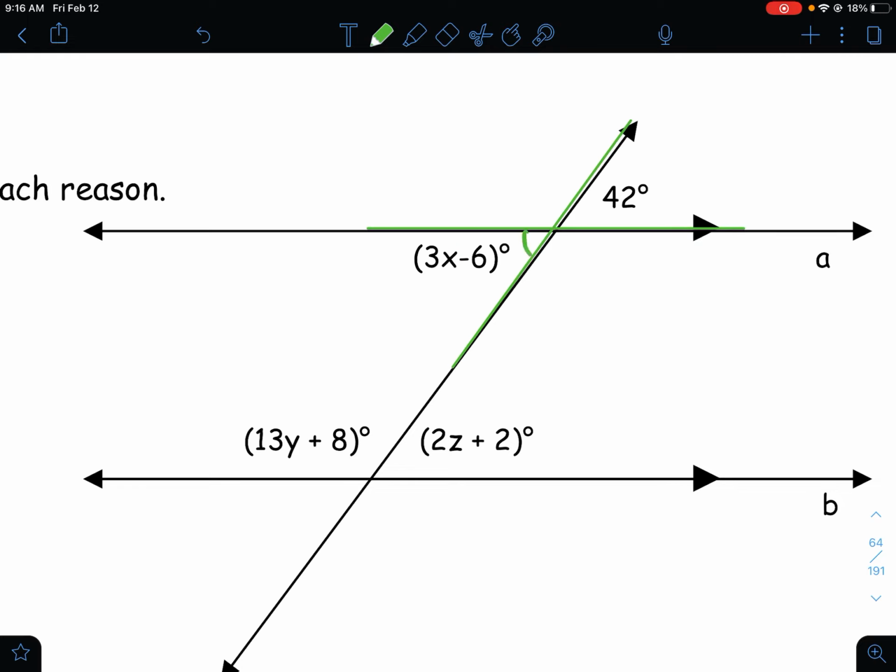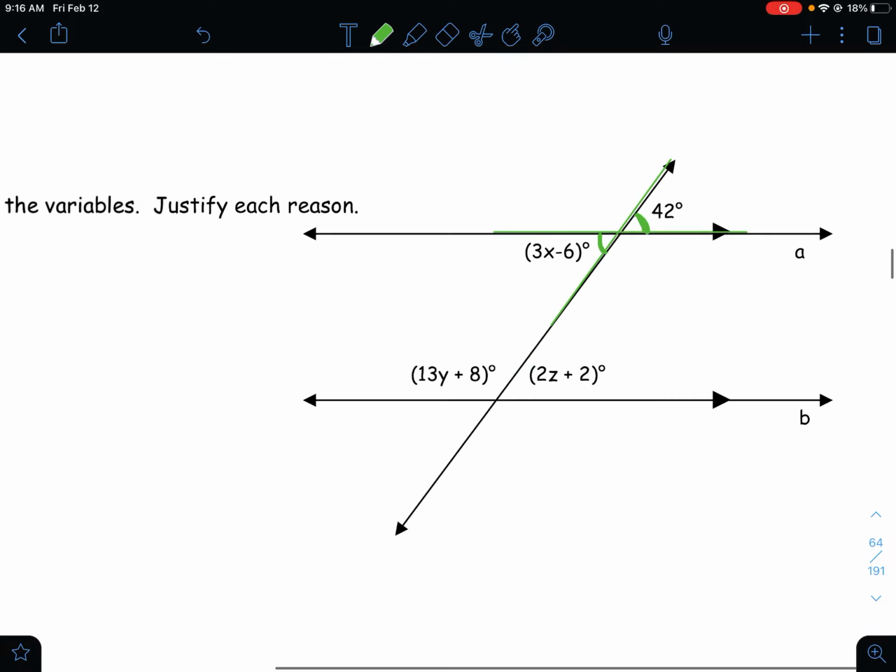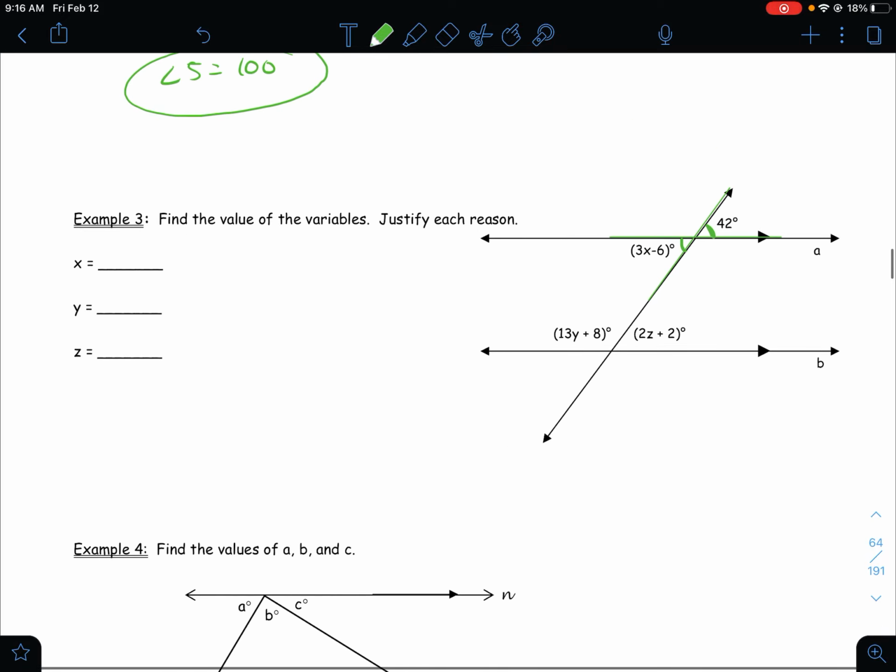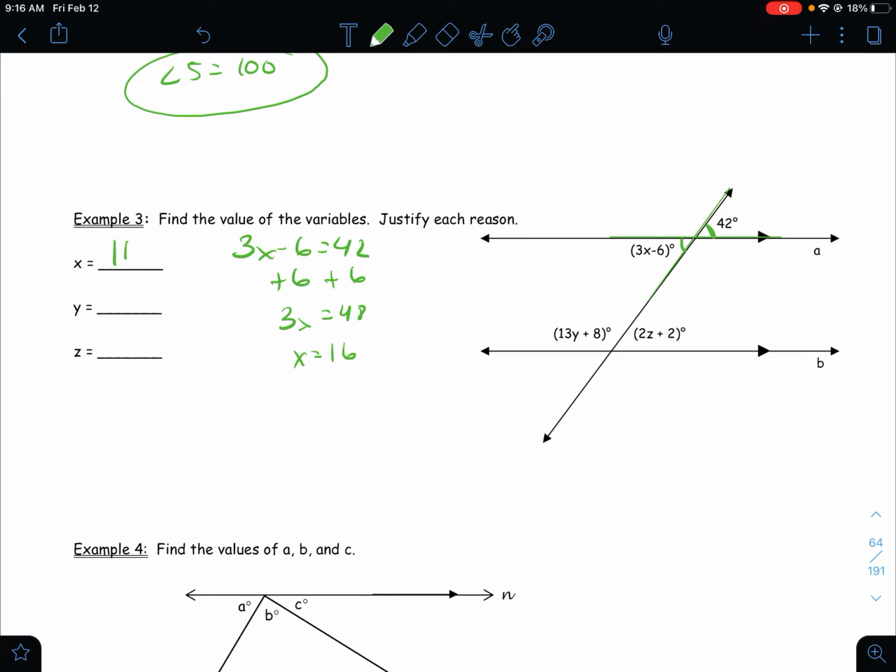These guys, hopefully you remember, are vertical angles. And we know that vertical angles are congruent. So we could say 3x minus 6 equals 42. We'll do plus 6, plus 6, we get 3x equals 48. 48 divided by 3 is going to give us 16. So we know that x is equal to 16.